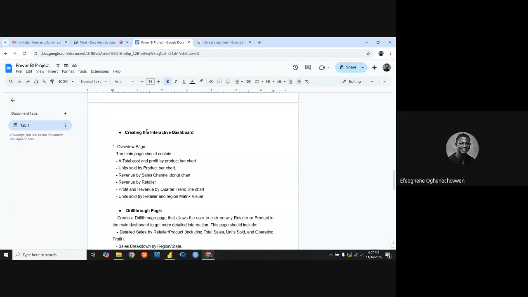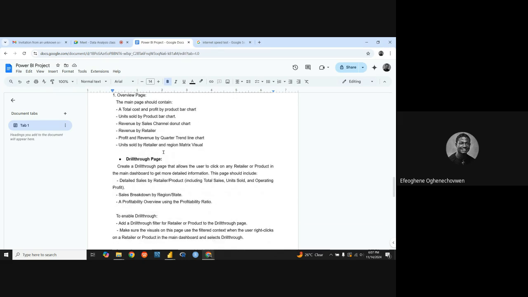I'll send these files. Creating the interactive dashboards, the overview page: what should be on your overview page? Your main page should contain total cost and profit by product, using a bar chart, and units sold by product, using a bar chart. All of this can be flexible and can change depending on what you want to use. Revenue by sales. I'll walk us through how we use some of these visualizations, what they best represent, and how to use them effectively. Not all visuals apply to whatever you want to visualize.